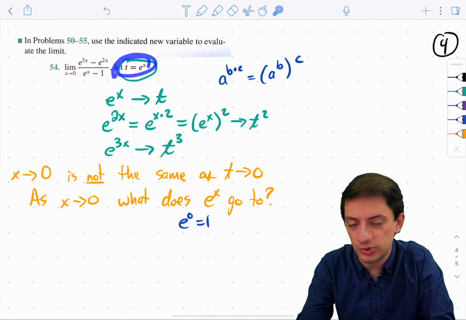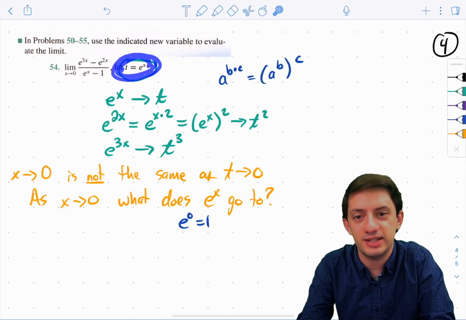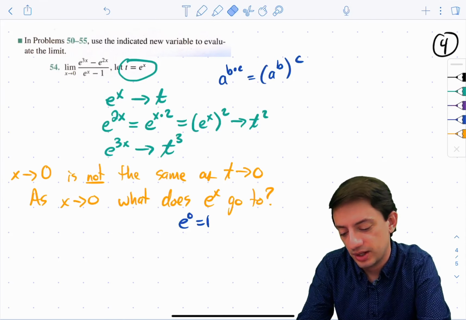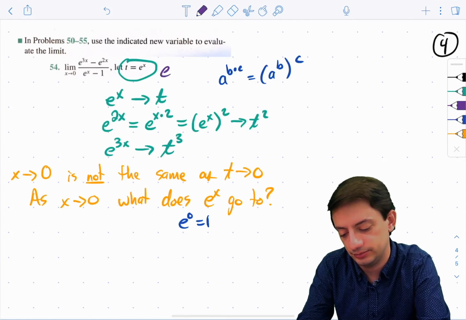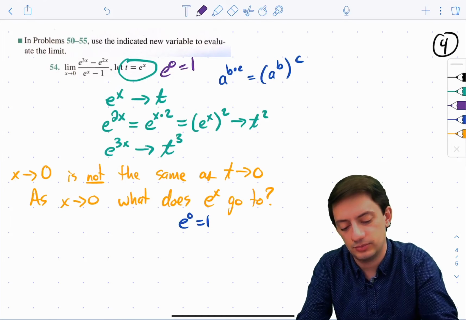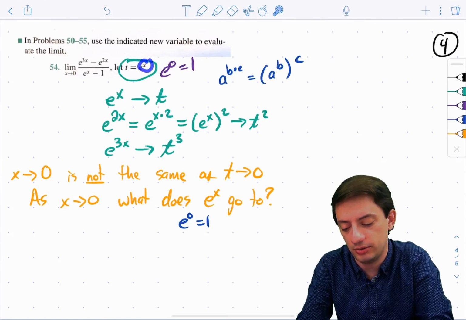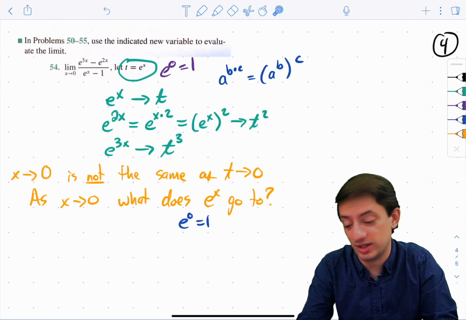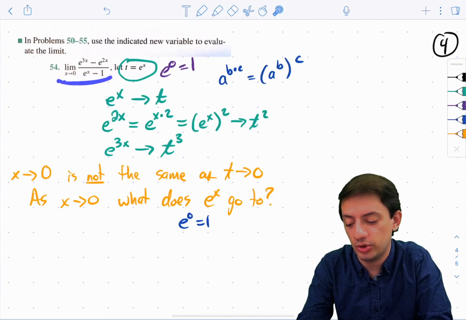So when x equals 0, that means t is 1. And really, we could have seen that simpler by plugging in e to the 0 up here, e to the 0 is 1. So when x is 0, t is 1. So this is probably the most common mistake with a question like this. If you're going to make a change of variable, you have to make sure you change your limit variable too.